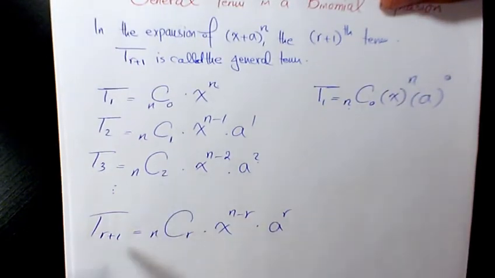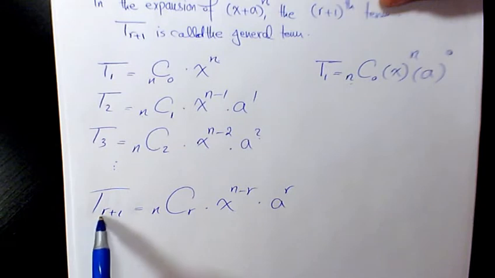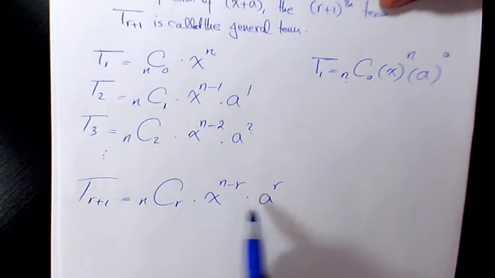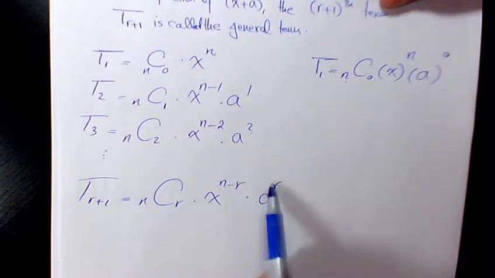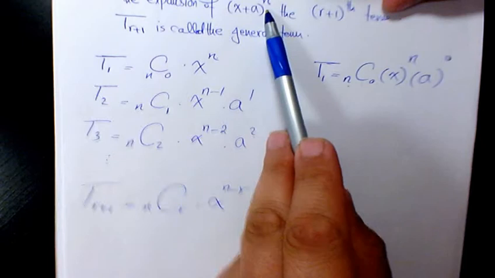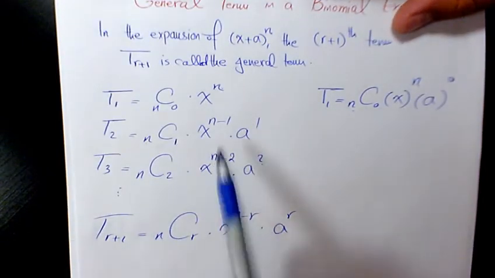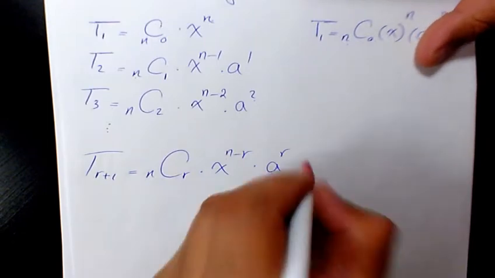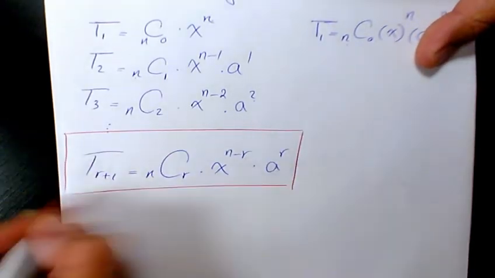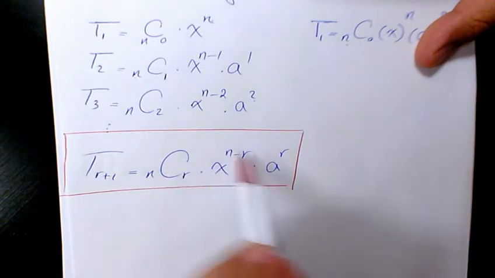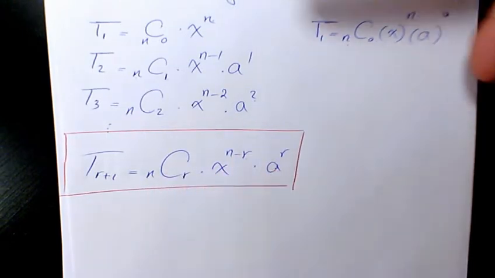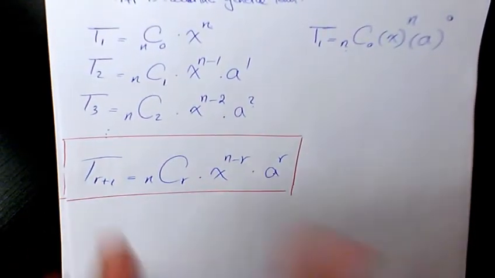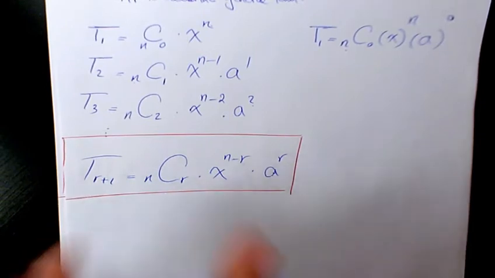So as you go, the general term is going to be t_(r+1) equals nCr x^(n-r) times a^r. Again, when you add the exponents, you're going to get n, which is the index of the binomial. So this is called the general term in binomial expansion: nCr x^(n-r) times a^r. Let's see some examples. This is the most important part of this video, the general term in binomial expansion.